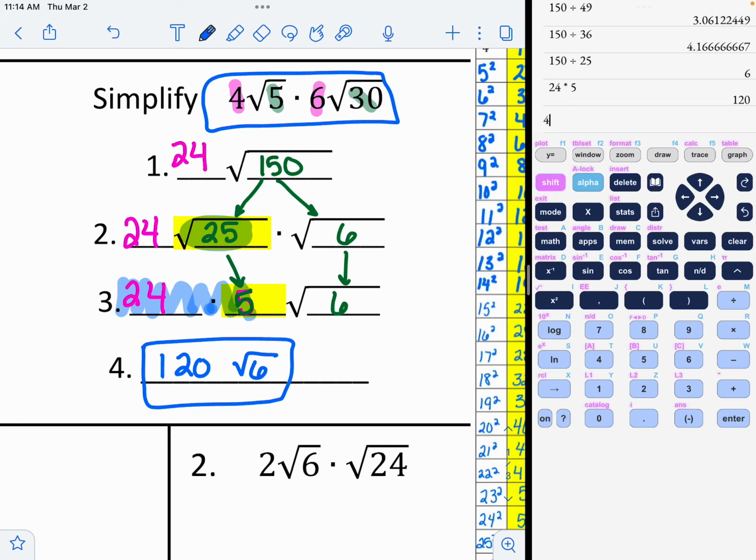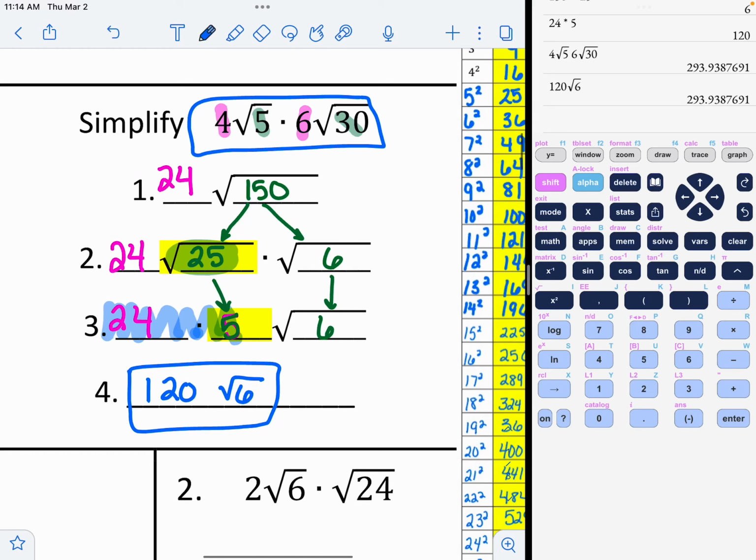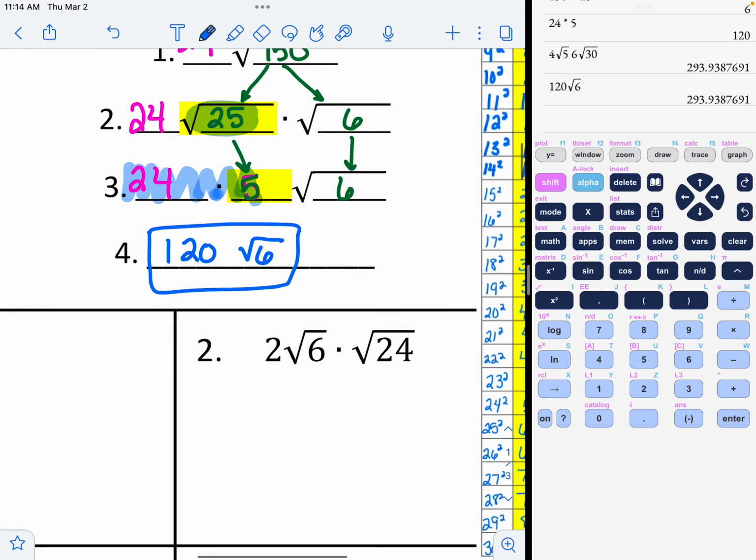Now, if I type that in my calculator, I just want you to see, if anybody's watching this and if anybody cares, that's that as a decimal, and you can verify that you're right as long as you get the same decimal. So I can say at least I have the same numerical value. Hopefully we took out the biggest square root.